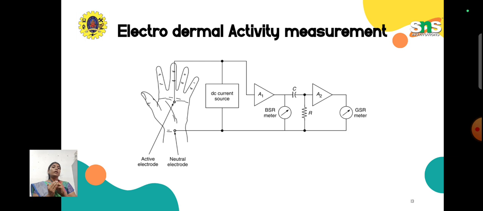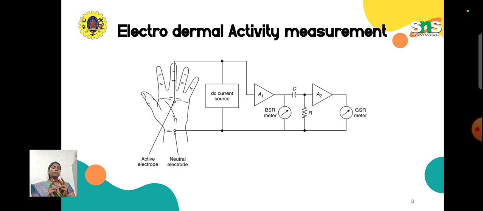When the person is panicked, or so relaxed, or whatever emotional status that person could be, the reciprocal of that status will be represented in our skin. So by measuring the electrical activity of the skin, we come to know the emotional arousal of a particular person. So how can we do this measurement?